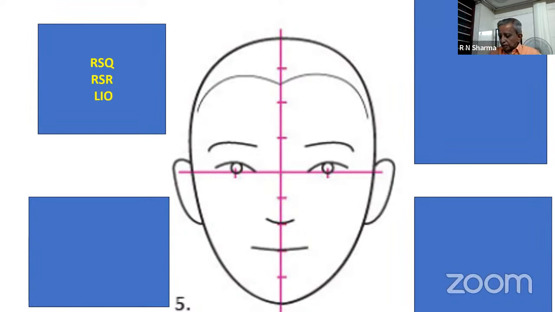When I am looking in the left superior quadrant, the corresponding rectus will be left superior rectus and the cross-named muscle, that is the right inferior oblique.